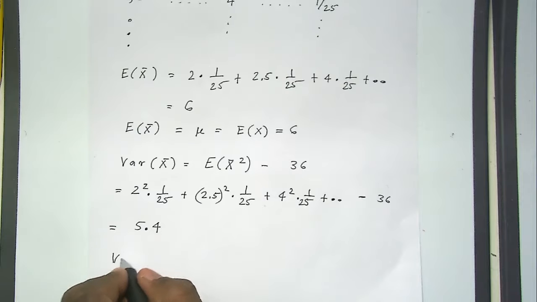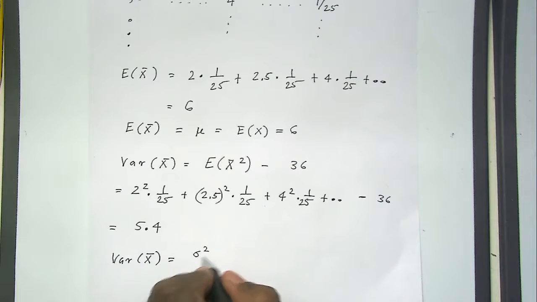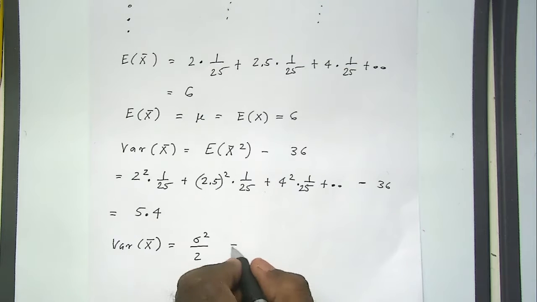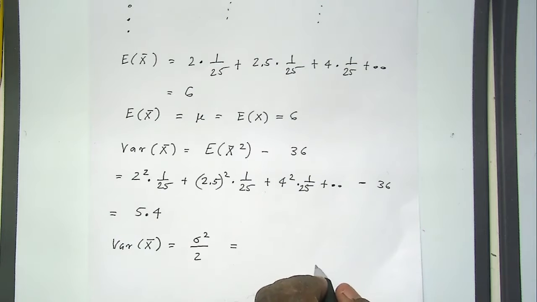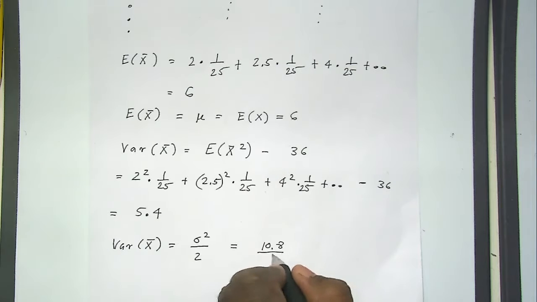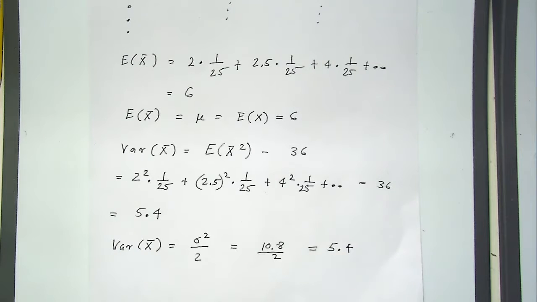Another way to find the variance of x bar is to use the formula sigma squared by n. What is your n here? 2, yeah. Sigma squared we already know is 10.8, divided by 2, which is also 5.4. So we are done with question 3.